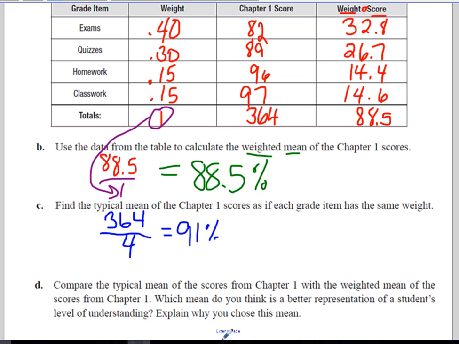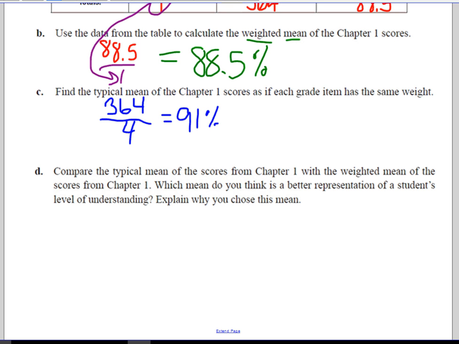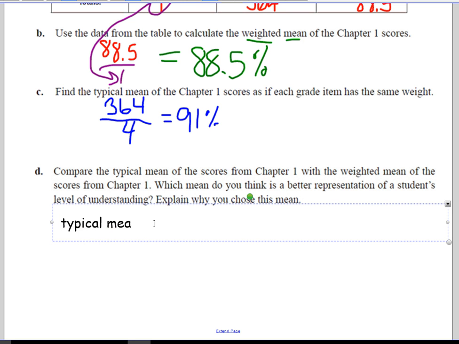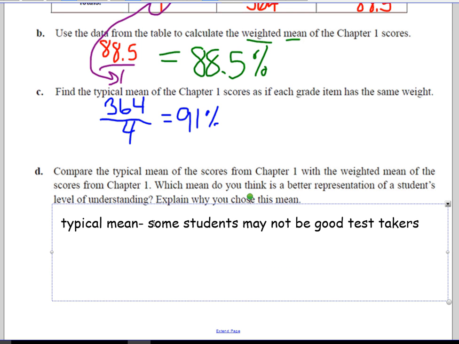And it says, compare the typical mean scores from chapter 1 with the weighted mean scores of the chapter. Which mean do you think is a better representation of a student's level of understanding? Explain why you chose this mean. Well, that's an opinion. And you might say that the typical mean, because some students may not be good test takers. That might be your stance.